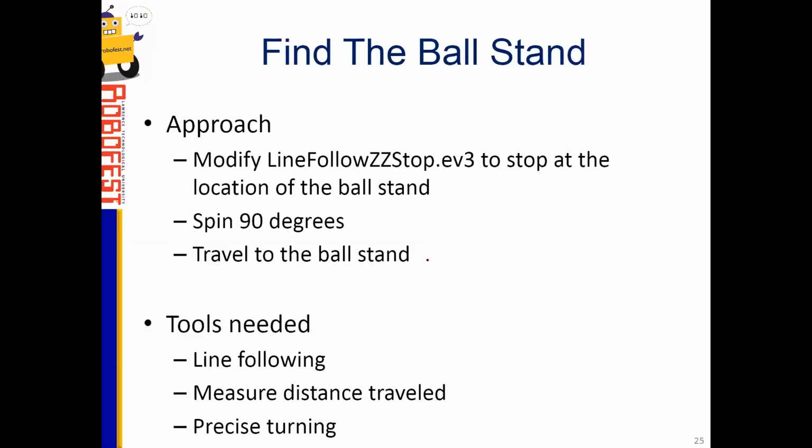So we're going to modify line follow ZZ stop to stop at the location of the ball stand, spin 90 degrees, and travel to the ball stand. We're going to need a couple extra tools in our programming toolkit here: line following, how do we measure the distance traveled, and how do we precisely turn?